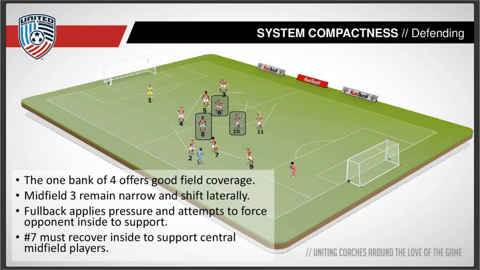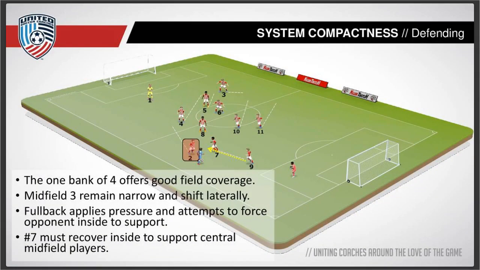The 3 midfielders protect the center of our park, and when they do get drawn outside, as demonstrated here, they kind of shift together so the triangle is maintained. You want to keep the triangle together as much as possible when you're defending in the 1-4-3-3.